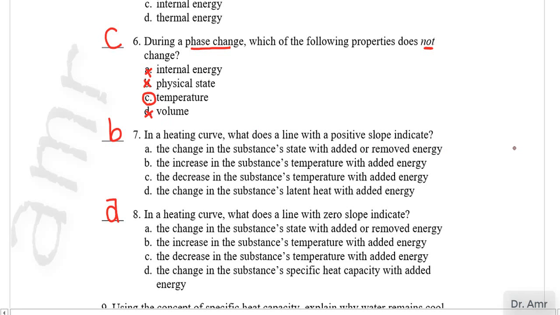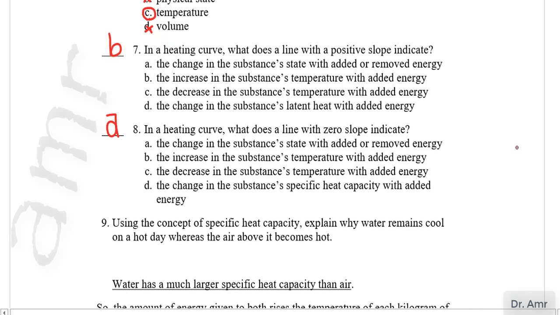Question number 7. In a heating curve, what does a line with positive slope indicate? Line with positive slope indicates in the substance's temperature بتincrease مع increase الانرجي، يبقى increase the substance temperature with the added energy.